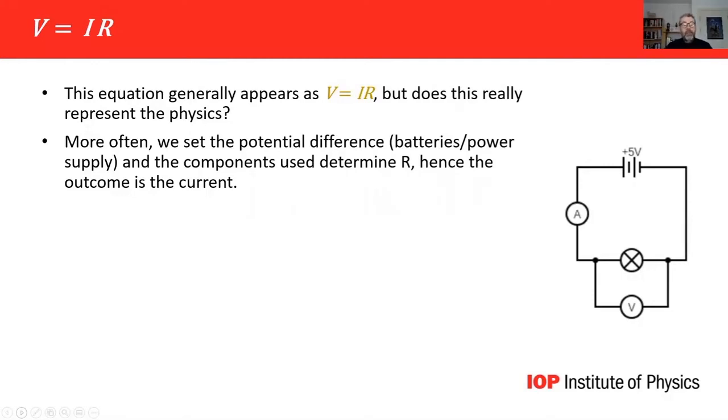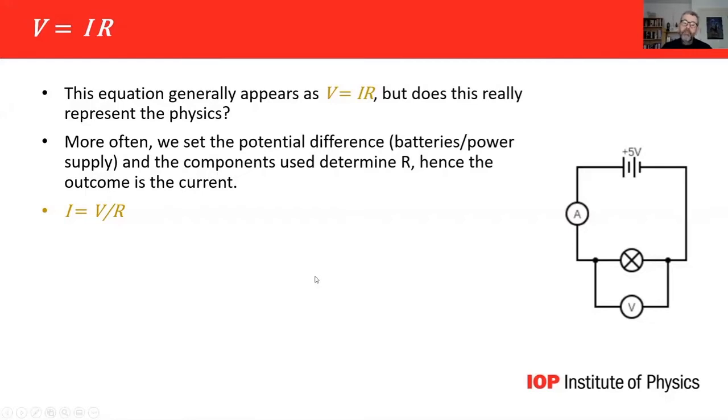And then in addition, we're in control of the resistance by the component that we actually insert into the system. The potential difference and the resistance are the independent variables, and the outcome of this is the current. So in fact, I tend to find that I equals V divided by R is a more useful form of the equation, as it tells us a physics story. And this relates nicely to the rope model.